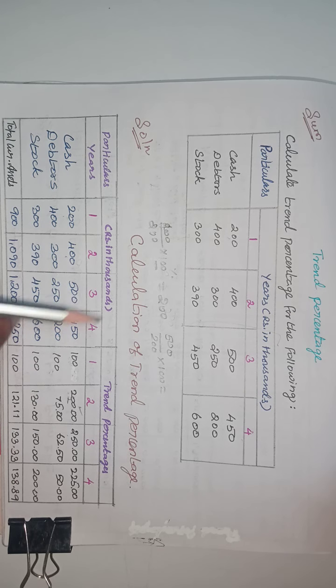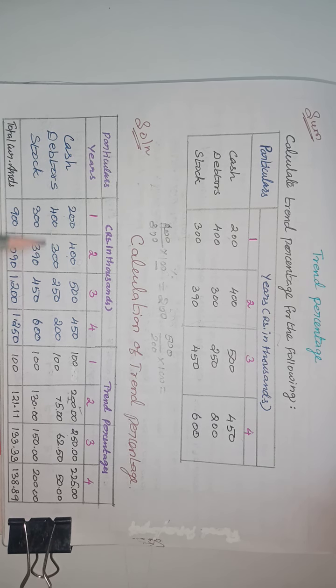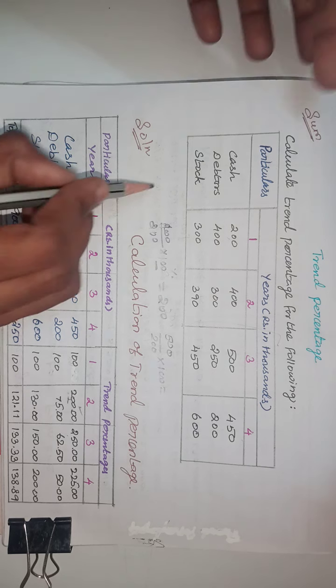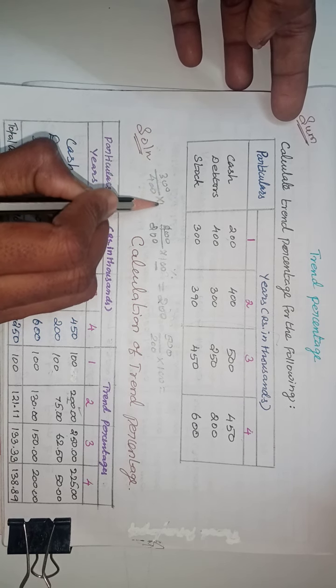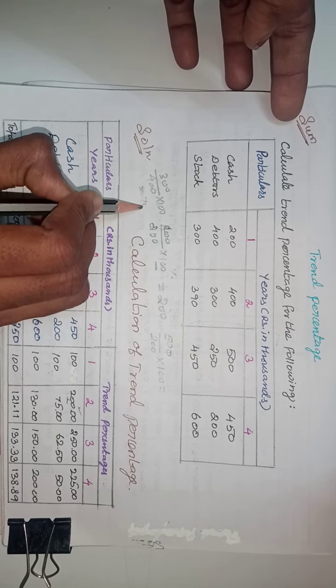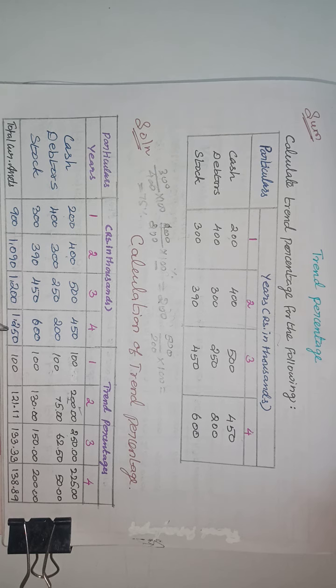So this is the formulation we use to find out the trend percentage. It is the same format, with the first year being 100%. Then debtors in the second year are 300. So 300 divided by base year 400 into 100 percentage gives 75%. So this is the calculation of trend percentage for the given problem.